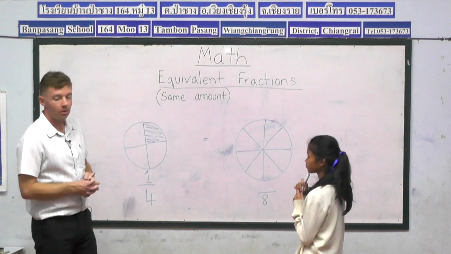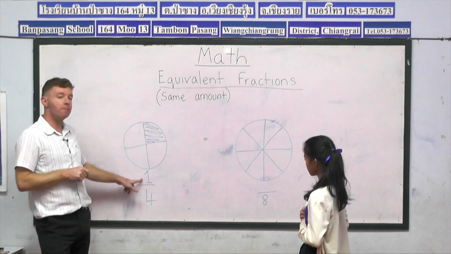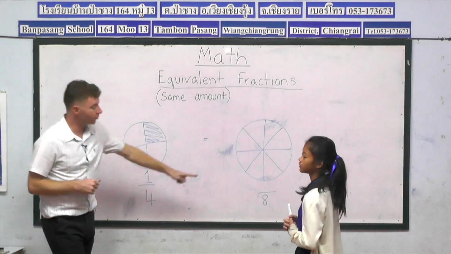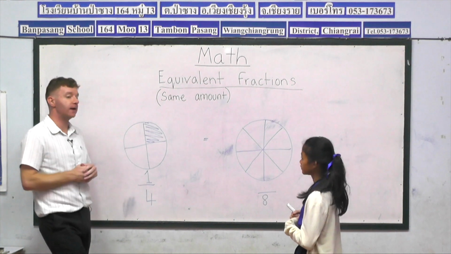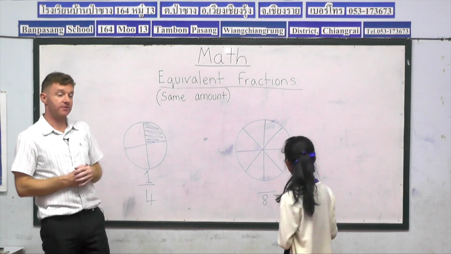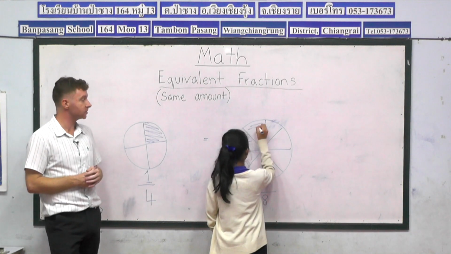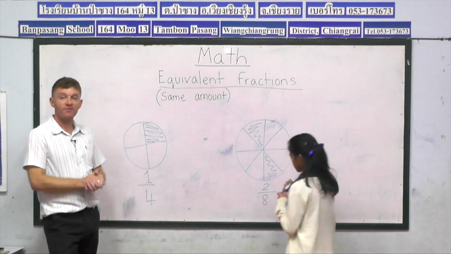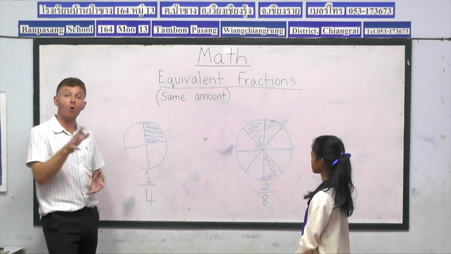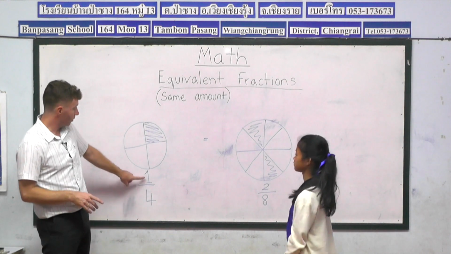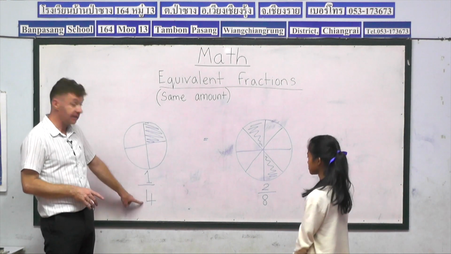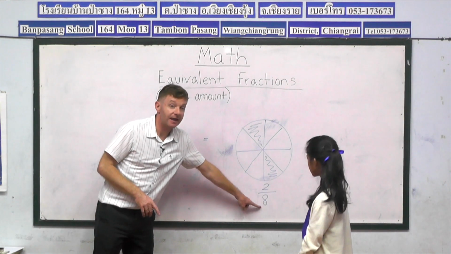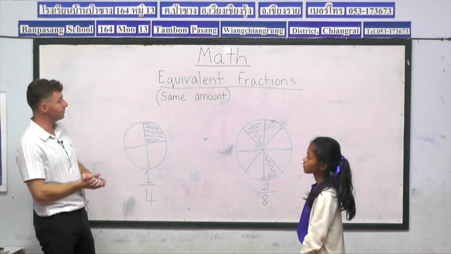No. Okay, let's have a look at this one. How many times does 1 go into 4? 4 times. So what number goes into 8 4 times? So how many parts do we need in blue? We need 2 blue parts. Perfect. You see, by using division or multiplication, we can work out 1 times 4 equals 4. 2 times 4 equals 8.